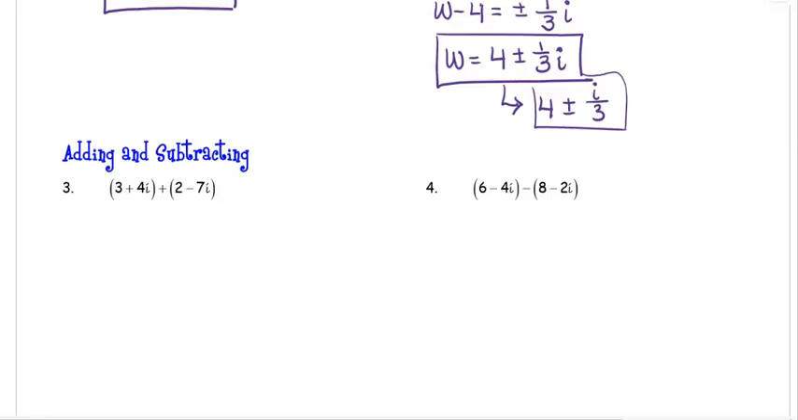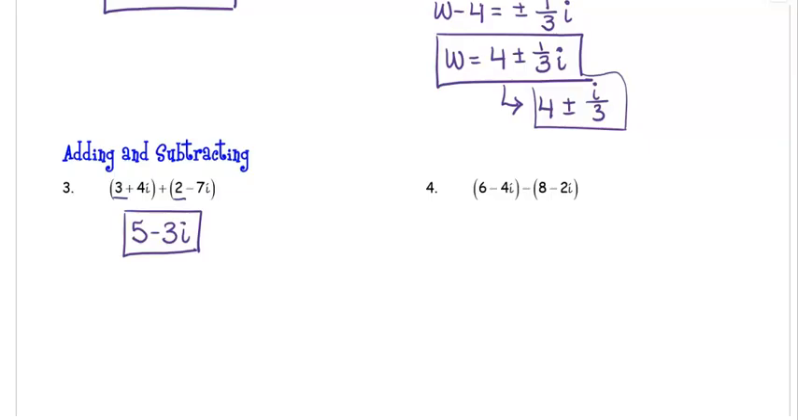All right, if we think about adding and subtracting, it's just like combining like terms. We're going to add the real parts and we're going to add the imaginary parts. So if I look at this first one, 3 plus 4i plus 2 minus 7i, I'm going to add together the real parts. 3 plus 2 will give me 5. And then 4i minus 7i is going to give me a minus 3i. I have 5 minus 3i.